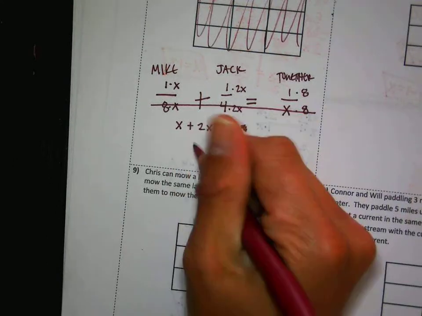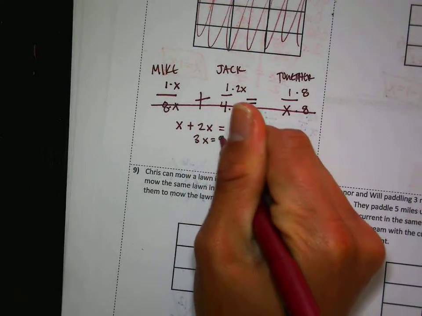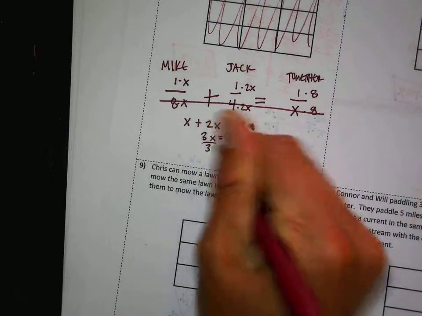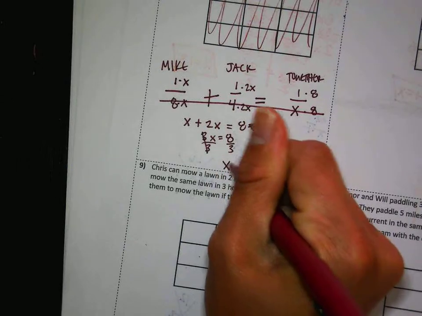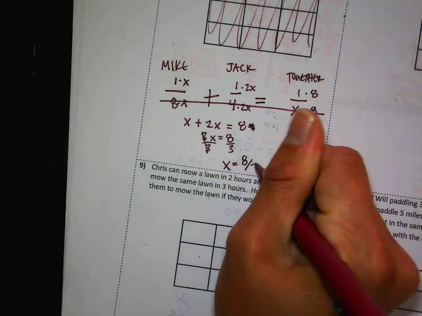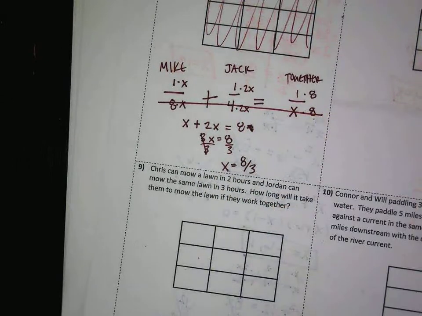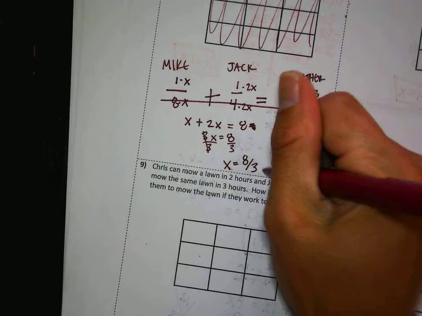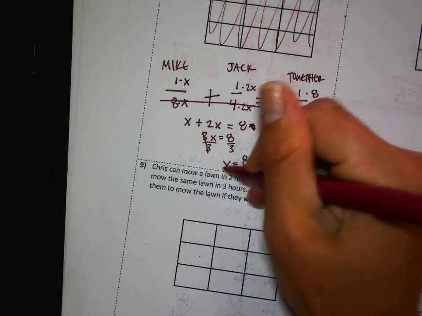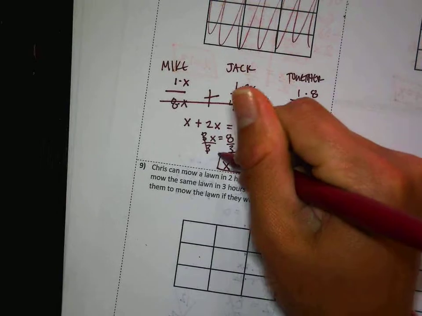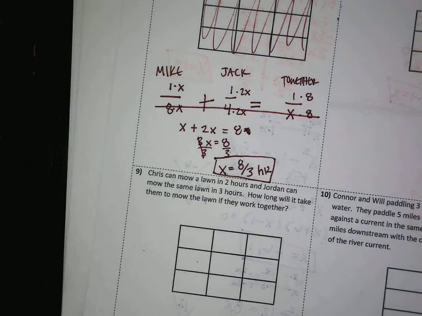All right, so x plus 2x is 3x equals 8. And then divide by 3, divide by 3. So they can do one fence in 8/3 of an hour. Not that bad. 3x is 8?